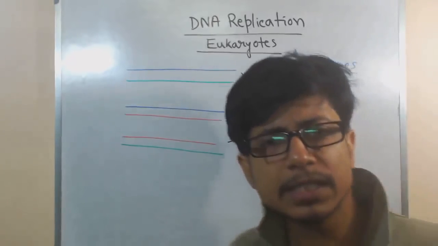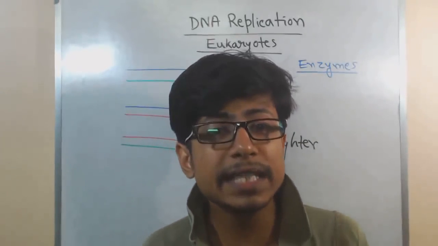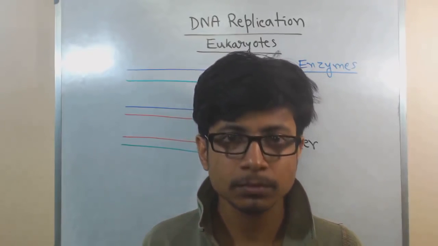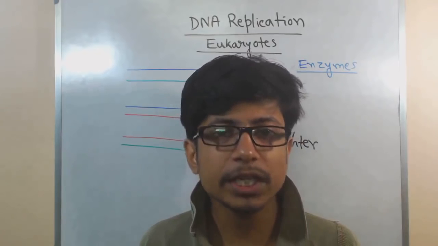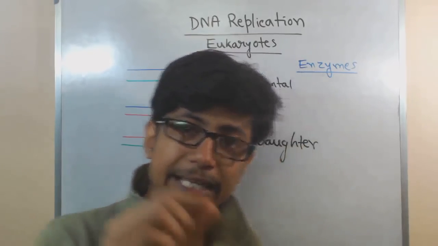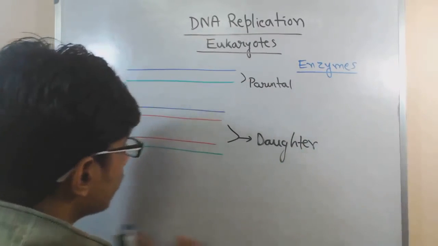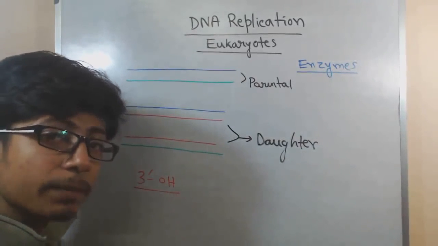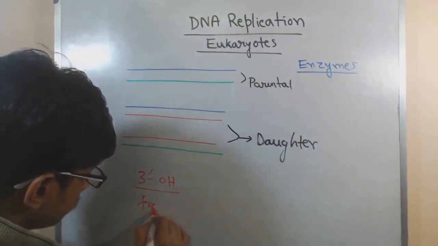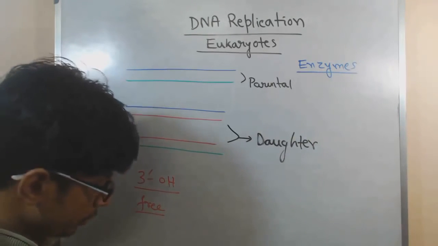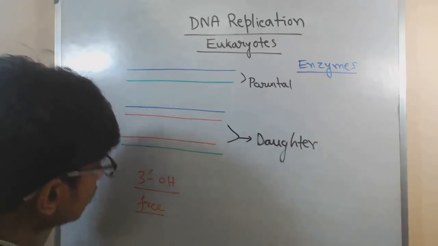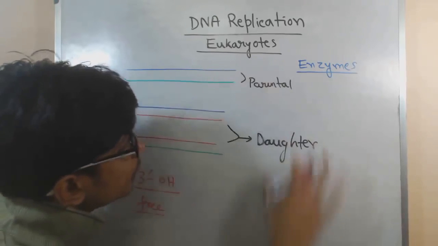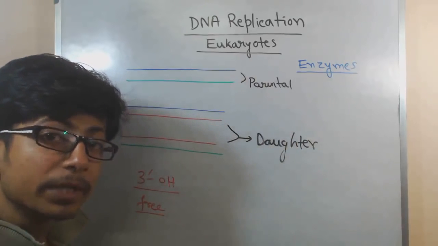But remember, none of these DNA polymerase enzymes can start synthesis on their own. They cannot start or initiate the replication process. They need a free 3' hydroxyl to start the replication process. For that reason, this 3' hydroxyl is required for all of these different types of polymerases.